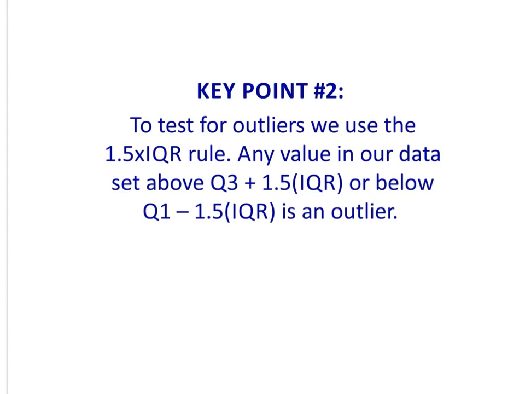Key point number 2, to test for outliers, we use the 1.5 times IQR rule. You will see it written like this. This is the outlier rule. So make sure you know what this means if you see it in your textbook or in this class. Any value in our data set above Q3 plus 1.5 times the IQR, or below Q1 minus 1.5 times the IQR, is an outlier.